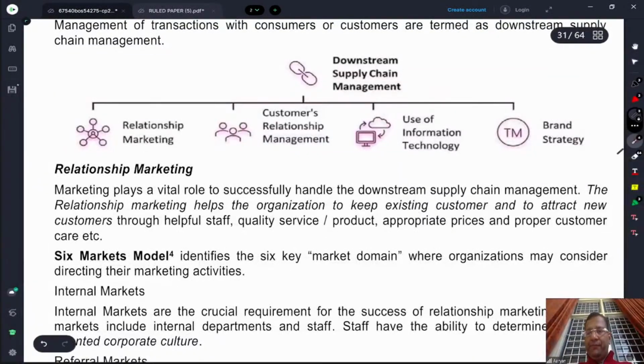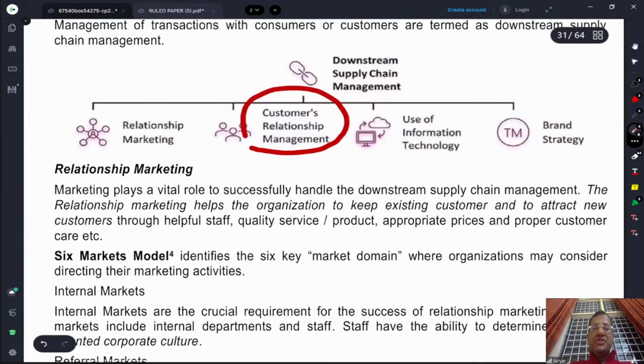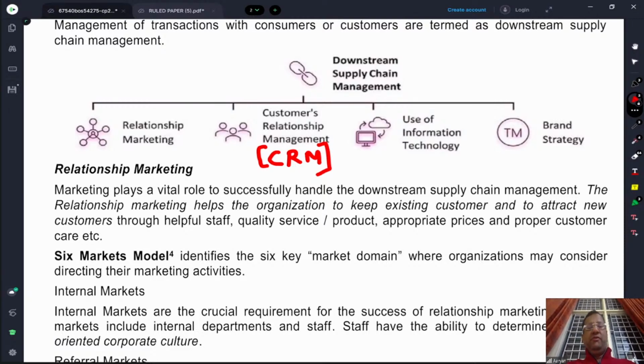The first part is relationship marketing, also known as fixed market model. Under relationship marketing, you have to manage the fixed market so as to effectively manage the downstream supply chain management. Customer Relationship Management, okay, which is also called CRM, beta. It is a very common name, CRM, customer relationship management. Always remember this abbreviation CRM, because if the author somewhere asks explain about CRM, you should know CRM is customer relationship management, very commonly used abbreviation for customer relationship management.